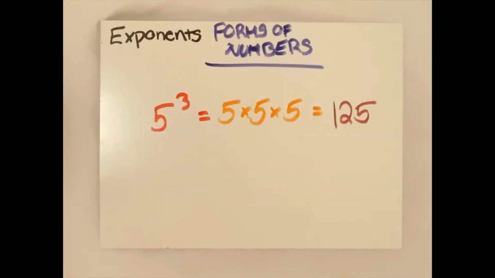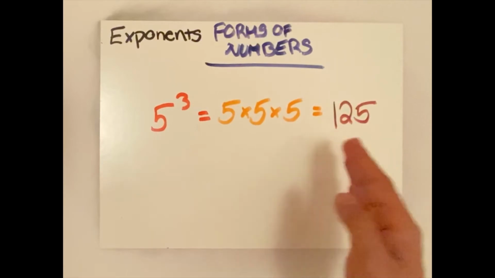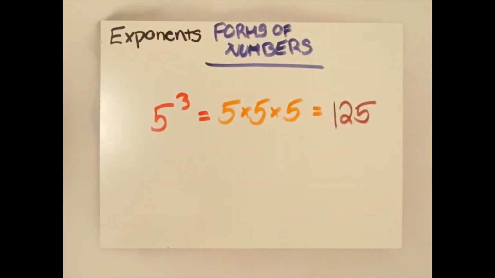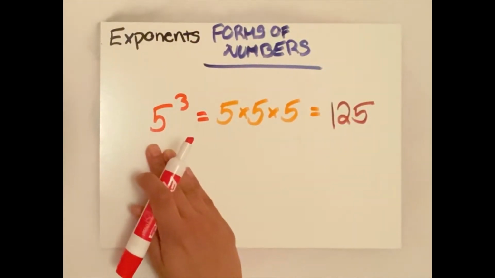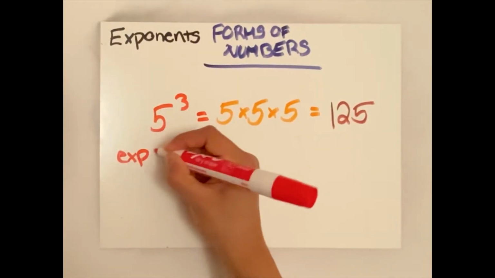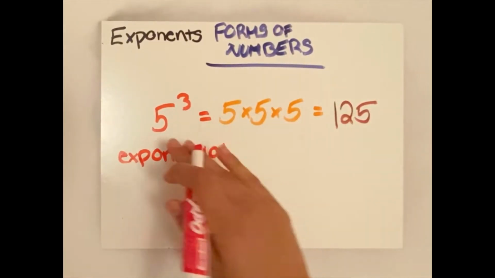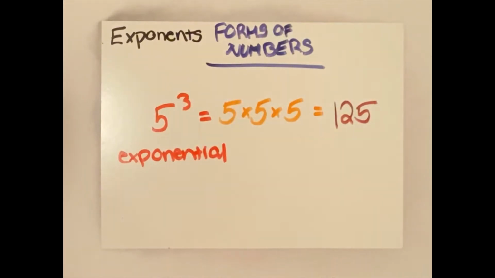Okay, in order to understand the basics of exponents, we need to look at the different ways numbers can be written. When talking about exponents, we talk about three forms of writing numbers. This first form, which probably looks quite unfamiliar to you, is known as exponential form. Right now, this probably doesn't make a lot of sense, but as we go further into the lesson, it should make more sense.